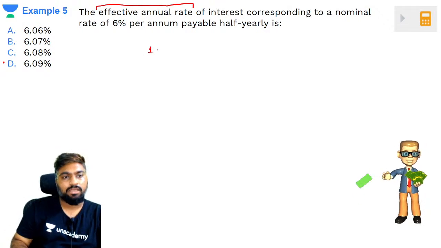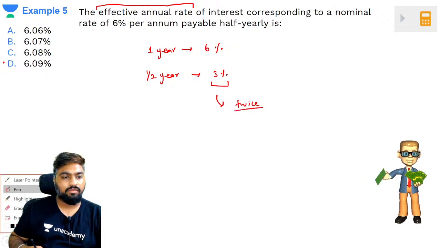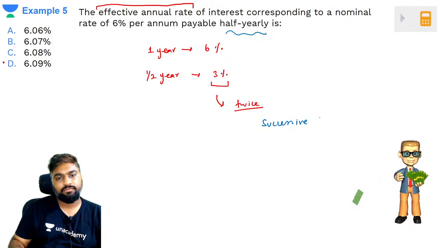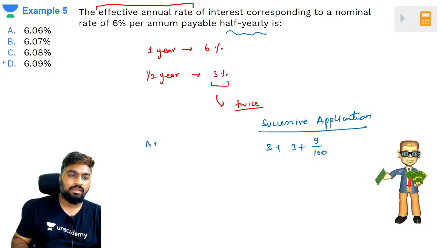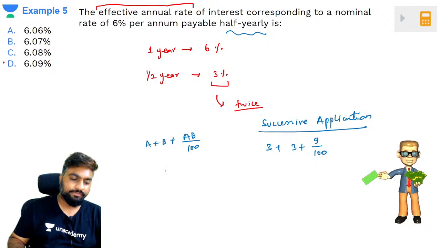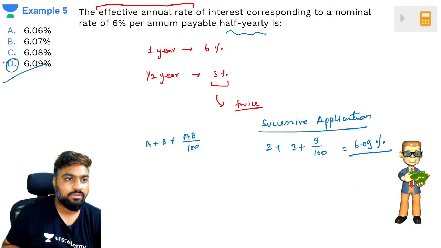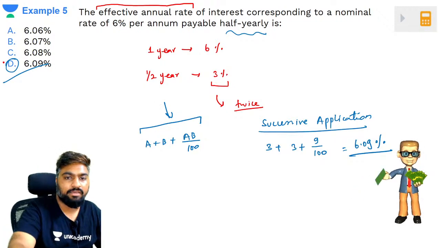This is a very simple question. See, they're saying what? For 1 year, the interest is 6%. So for half a year, it will be what? 3%. But this 3% applied twice for what? Finding out half yearly ka per annum rate of interest, which will be what? Using successive application. Yeah, which is what? 3 plus 3 plus 3 into 3 by 100. This formula is A plus B plus AB by 100. Correct? Which is how much? 6.09%. That's it. So if you paid attention in the percentages classes, this is a piece of cake.